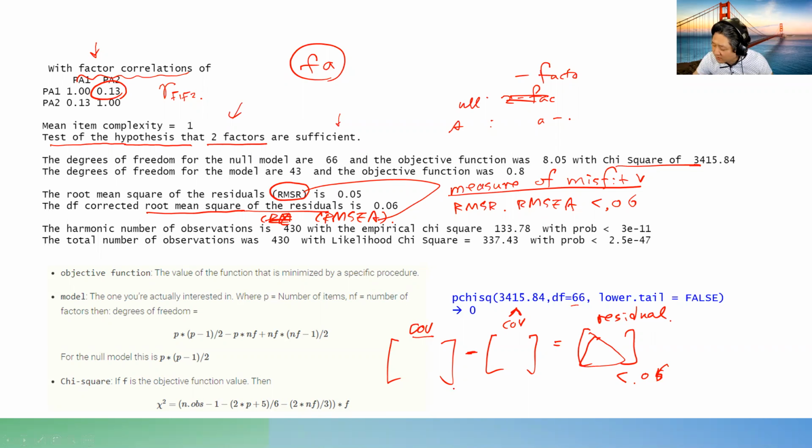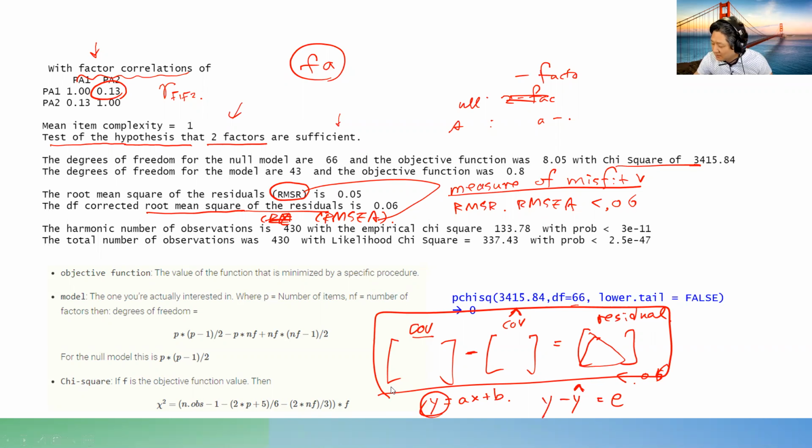Think about regression, right? You have y equals ax plus b. You have the actual y value and a y hat value. The difference between y and y hat is the error, right? They're the same thing. So RMSR or RMSEA are measures of misfit. In this case, it's good, 0.05 and 0.06, less than 0.06. That's a good sign. The two-factor solution may fit our data set well.